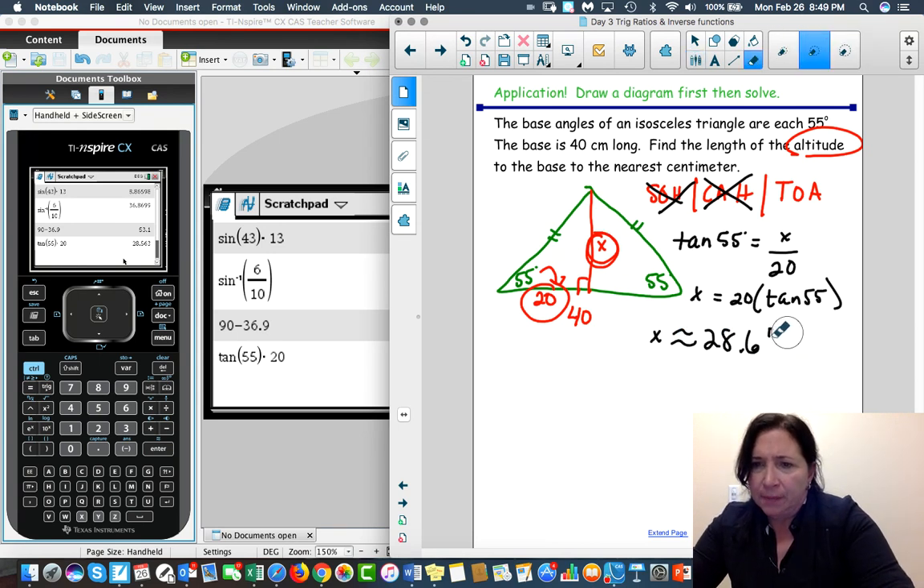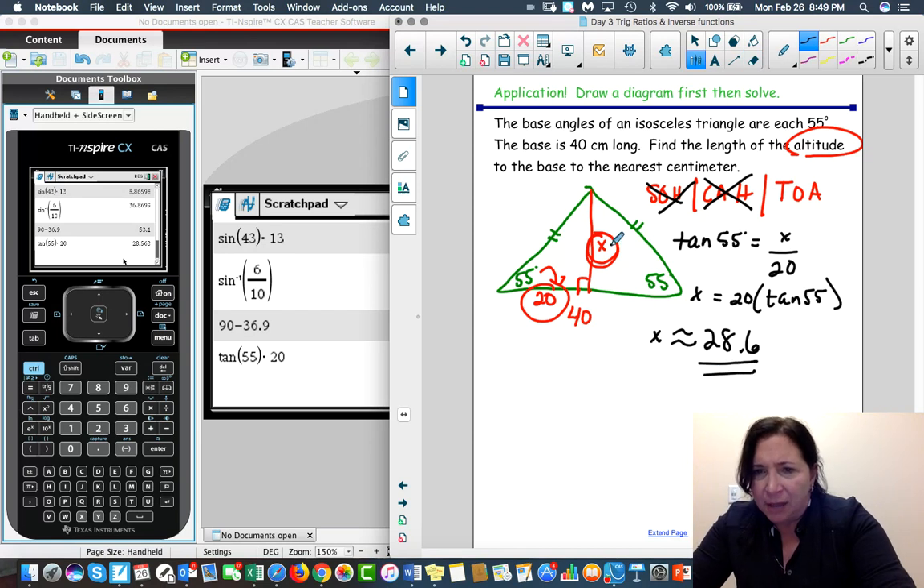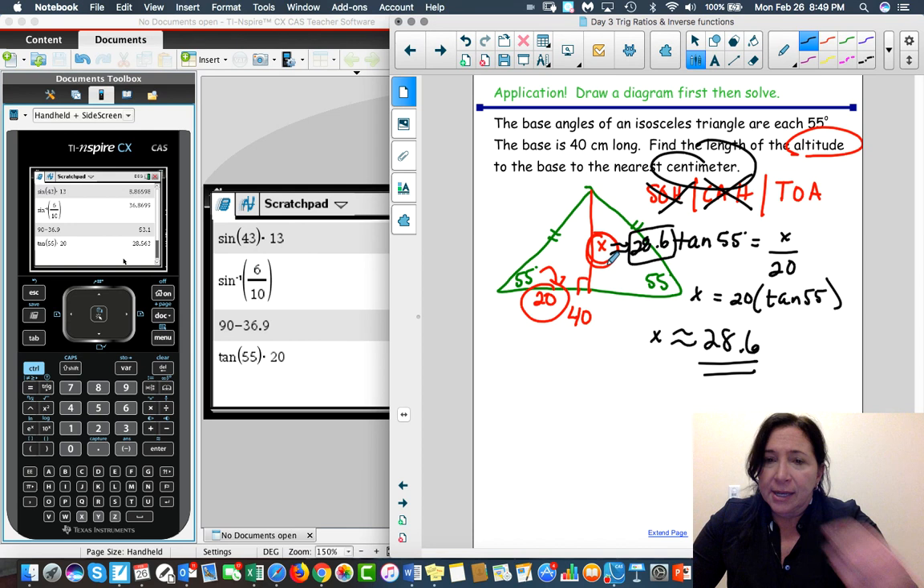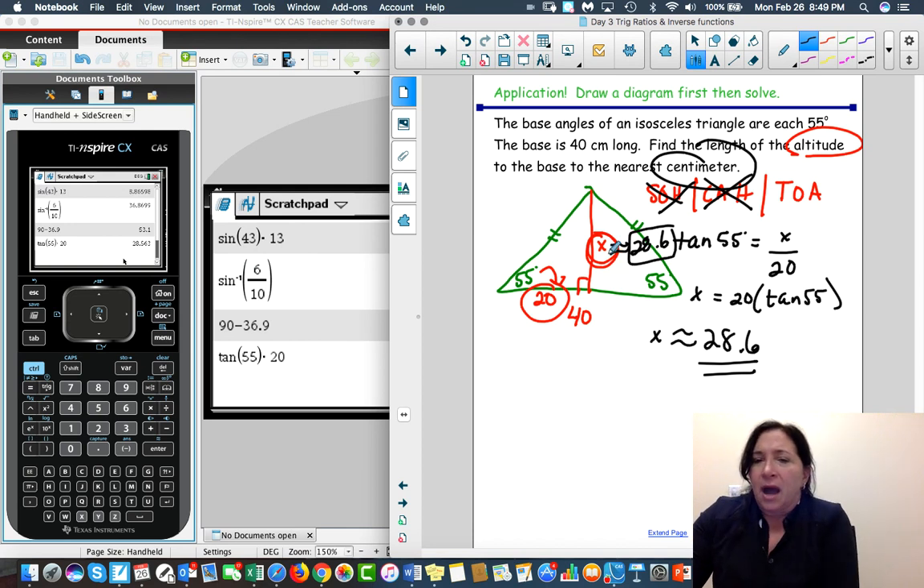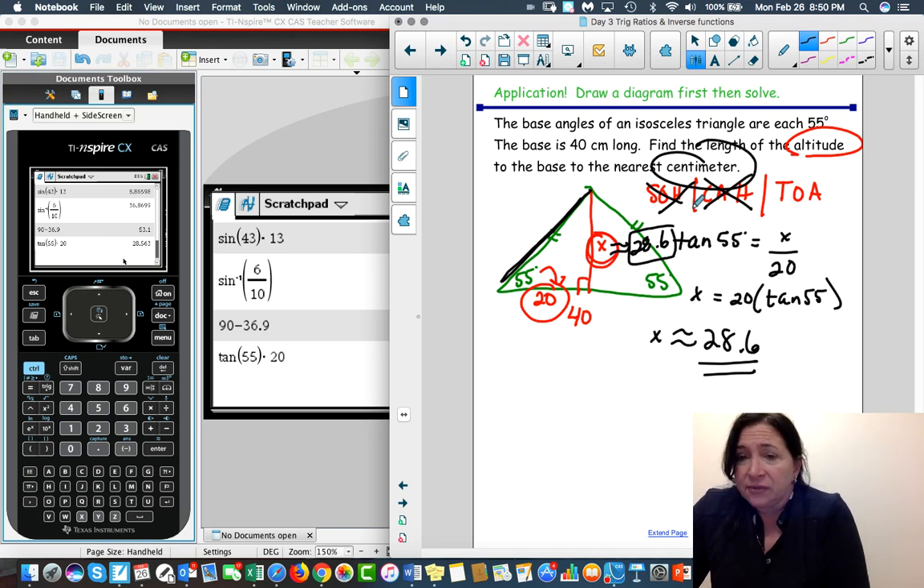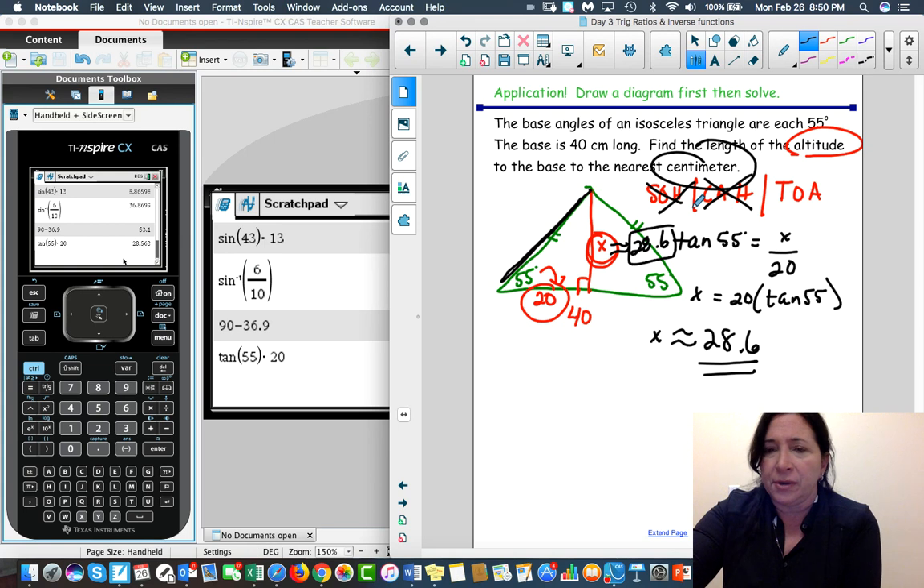So actually, that's not a degree. Hold on one second. 28.6, and that's the length of my altitude, which is about 28.6. I think we're in centimeters. Yeah, centimeters. Now, just keep in mind that I could find this length if they wanted me to. All I would have to do is use maybe Pythagorean Theorem, or I could use sine, cosine, or tangent to find that also, okay? But we don't need to.